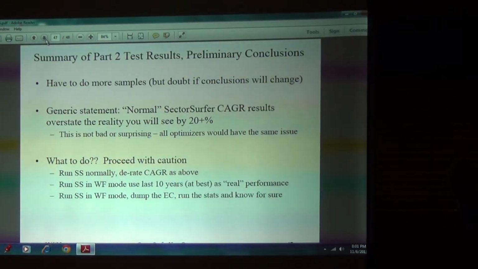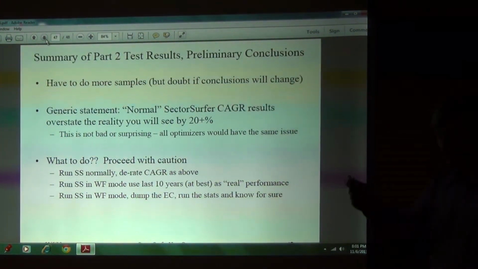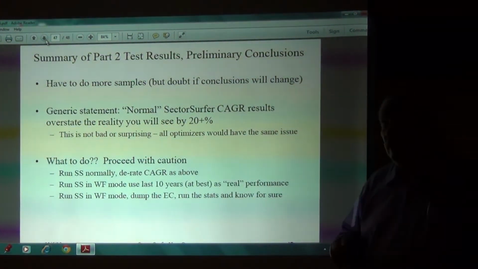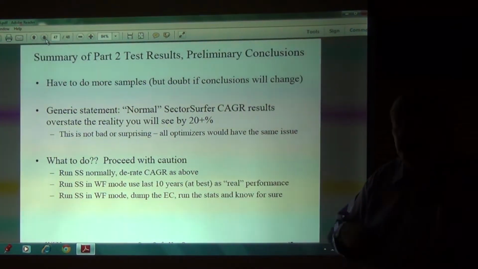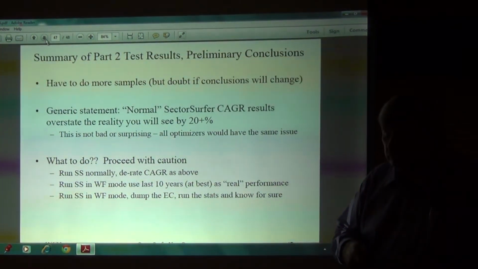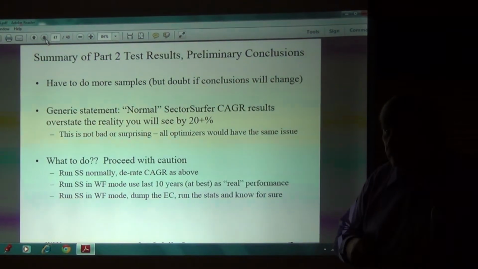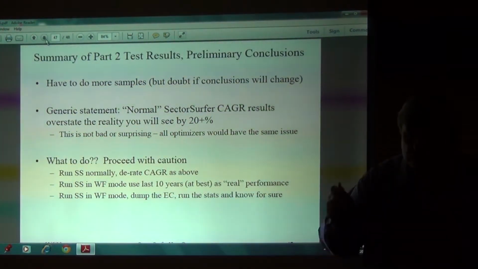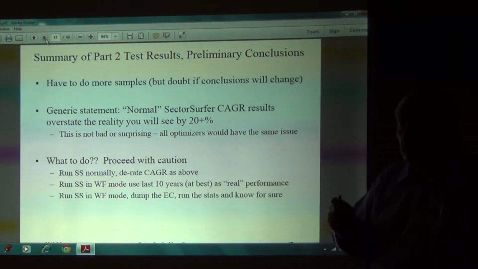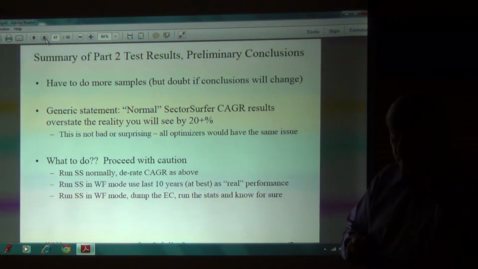Now, I'm going to answer a question that I thought you were going to ask, okay? But I'll use you as a good excuse, okay? I always run with walk forward testing, all the time, because I think that gives you the most realistic view of what you're going to get.